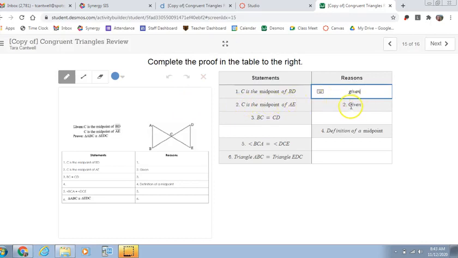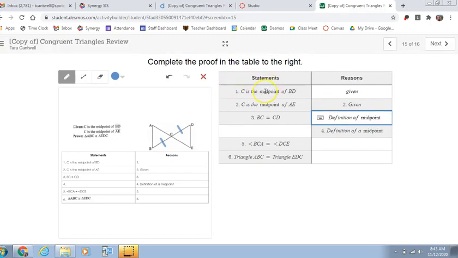Now moving on, we're looking at what does that mean. So what's stated is that BC is equal to CD. BC over here is equal to CD over here. And how do we know that? Because that's what midpoint means. That's the definition of midpoint. Definition of a midpoint.